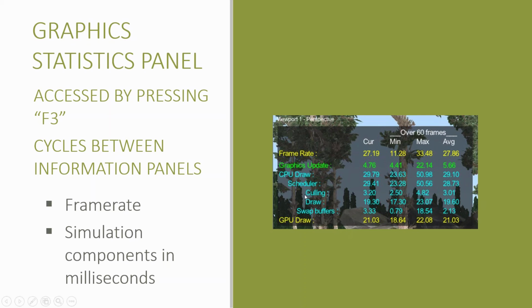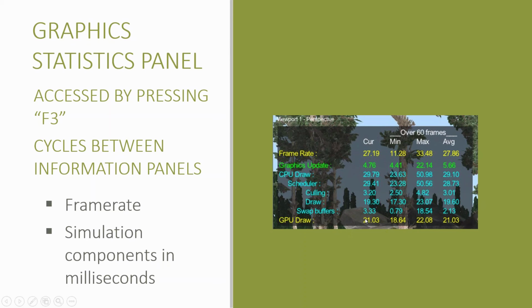So if we look at the first panel we have here, you start with the frame rate at the top. So we can see that our simulation is currently running at 27 frames per second, which is obviously not ideal, as we recommend 60 frames per second. But this was taken on a laptop system with a fairly sizable simulation. If you look under it, then you have different simulation components and the time they take in milliseconds to be processed. So you have the graphics update, and then you have the CPU draw and GPU draw.